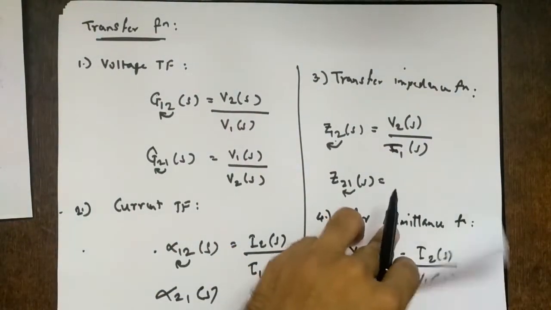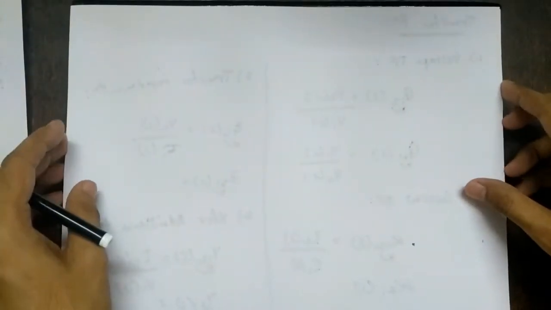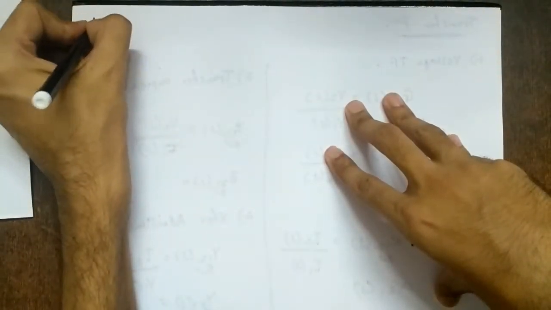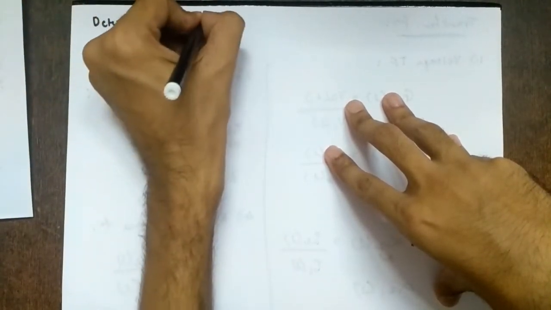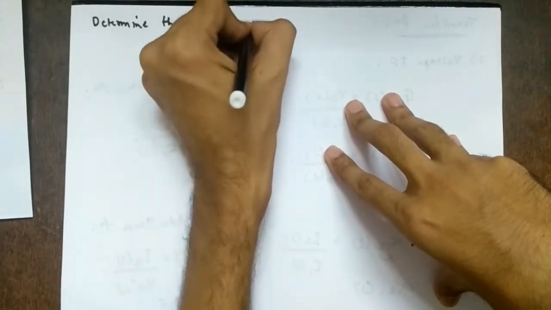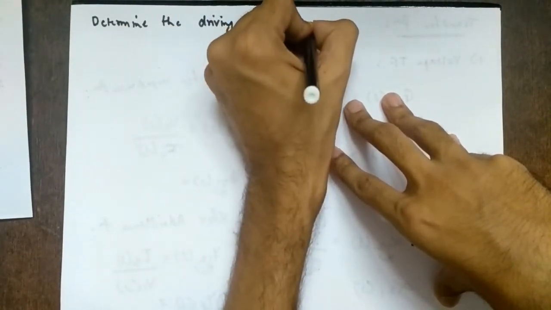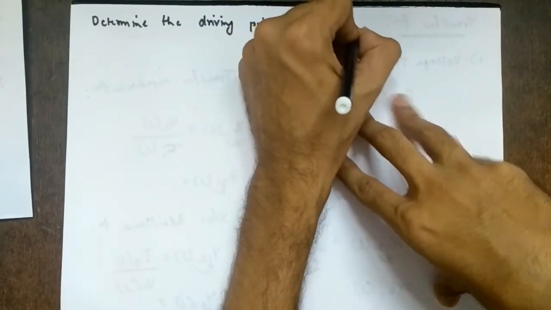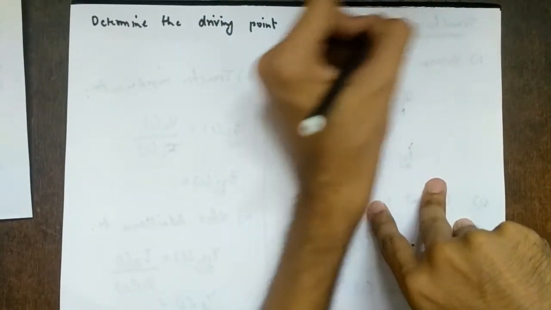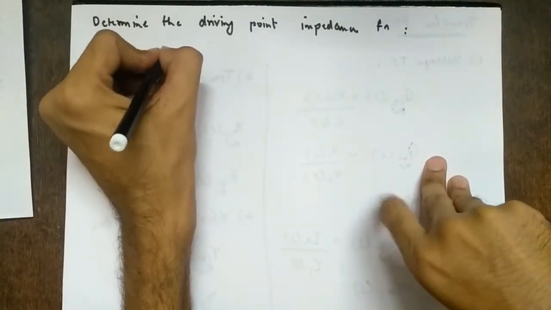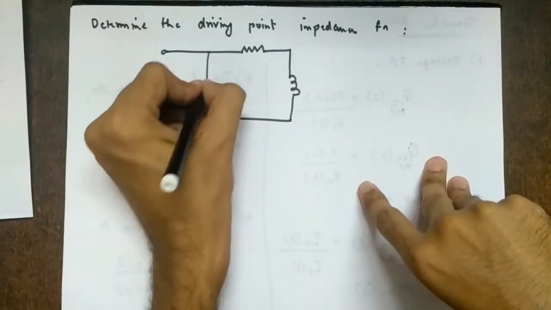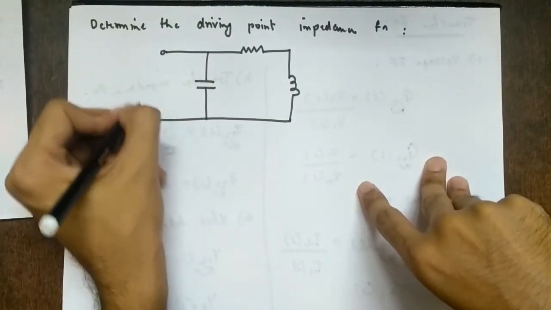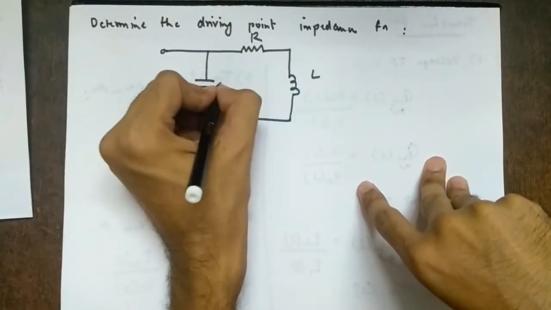Right? So let's jump to simple numericals based on this. You get a very simple 5 marks numerical for this. Okay. So let's say it is: determine the driving point impedance function for the following network. Okay. So this is R, then L, and then we have C. So this is which type of network? One port network, right? So this is R, L, C.